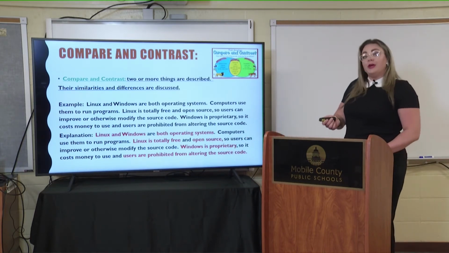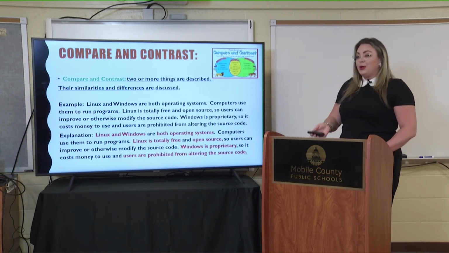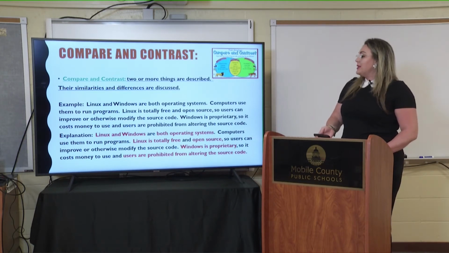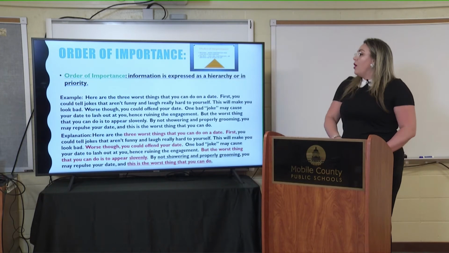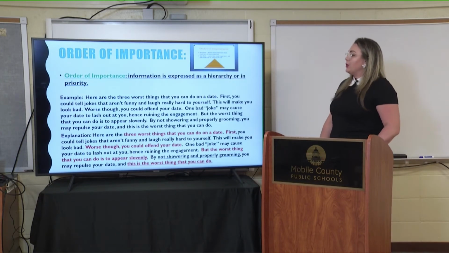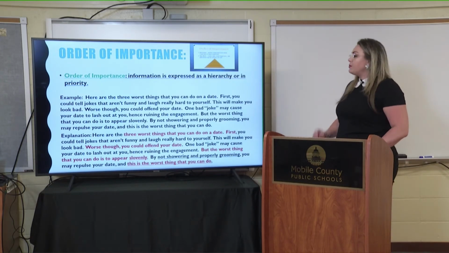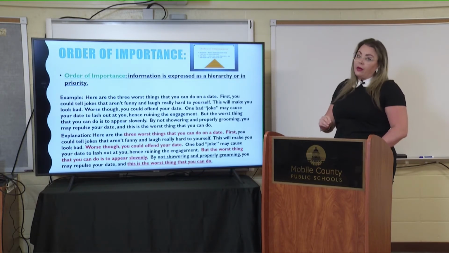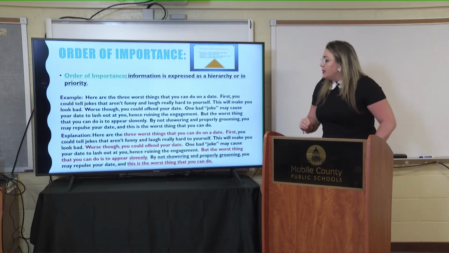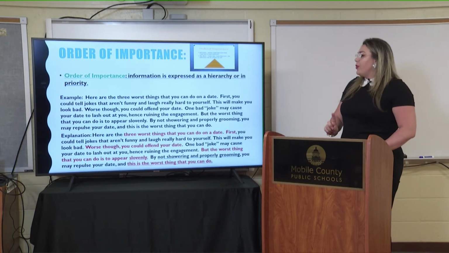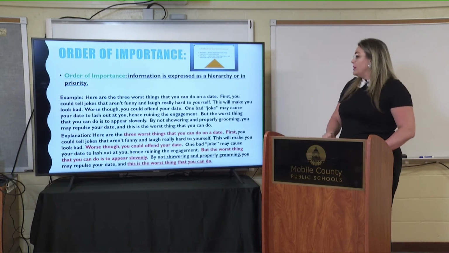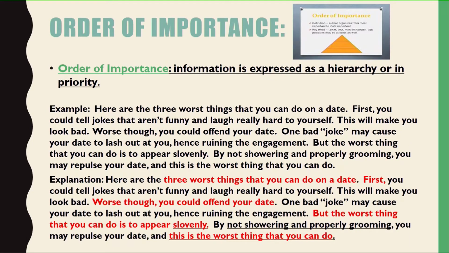Great job. Make sure you keep copying these definitions so you can apply them in our practice at the end of the lesson. All right, our next type of text structure is order of importance. Now, order of importance is when information is expressed in a hierarchy or a priority. Here the example says, here are the 3 worst things that you can do on a date. First, you could tell jokes that aren't funny and laugh really hard at yourself. This will make you look bad.